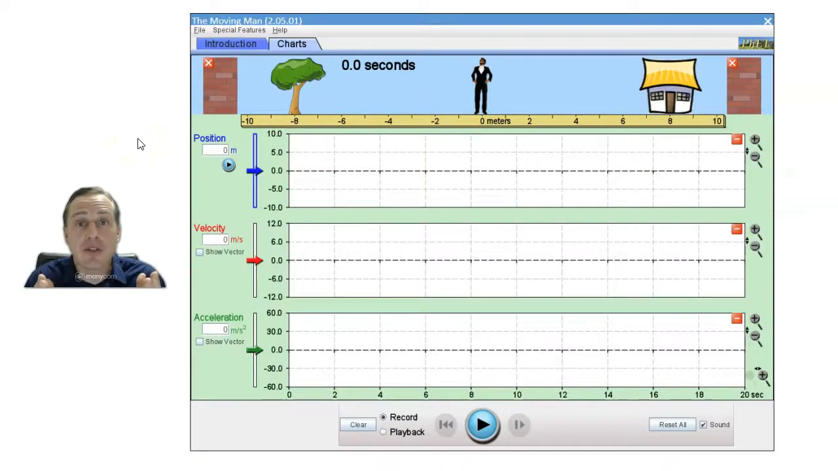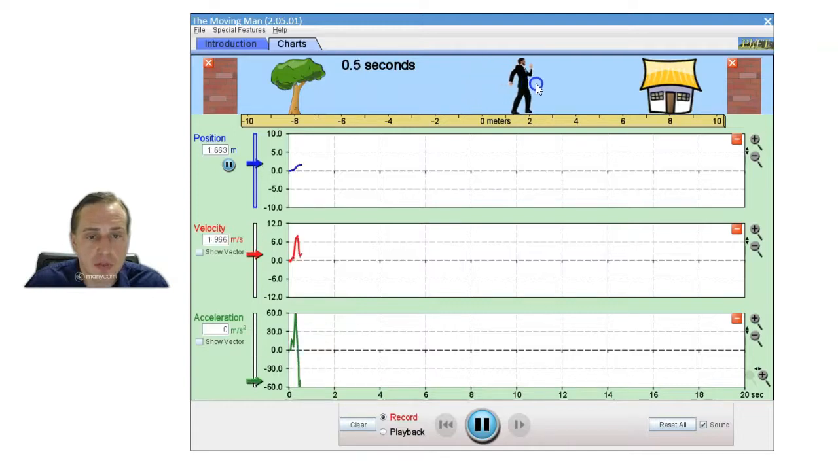So what I now have here is a particle that is a man, the moving man in fact, that can be directly controlled by us. And then the position, velocity, and acceleration are plotted immediately as we move the man around. So let's see if we can click on the man and actually cause him to move. Okay, so notice that if we move the man to the right, his position is increasing, that's in blue. Notice that when we moved him fast at first, the velocity increased very suddenly.